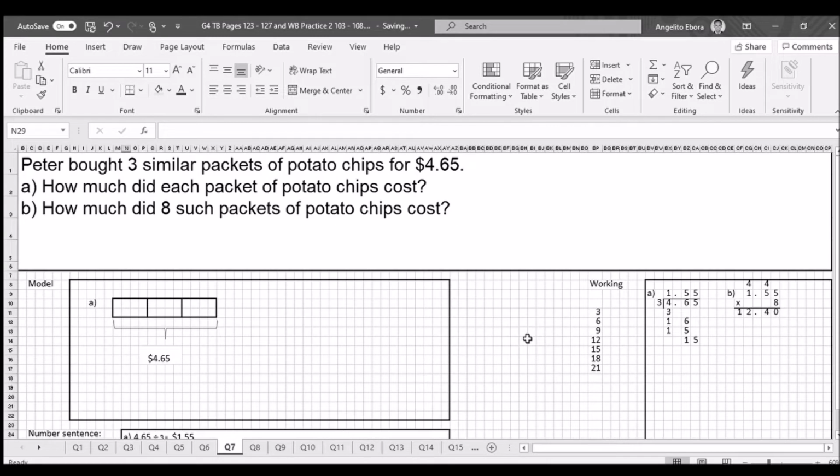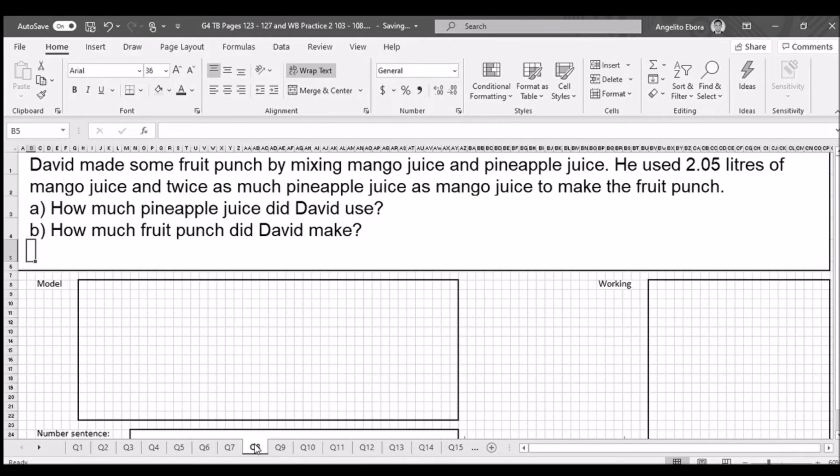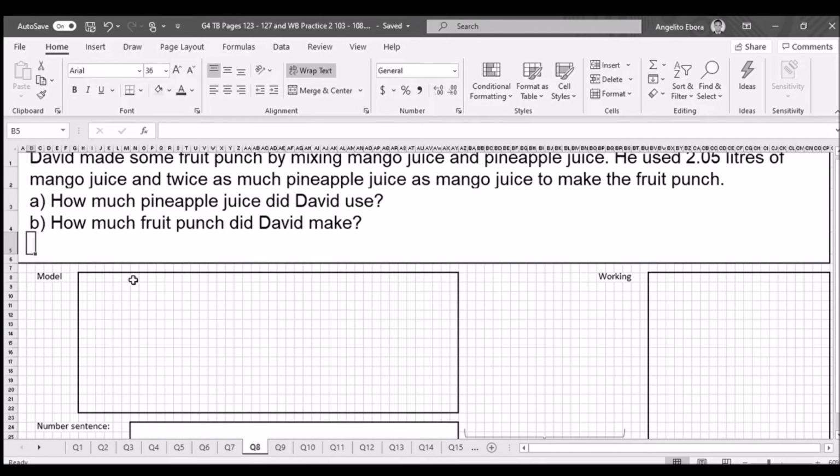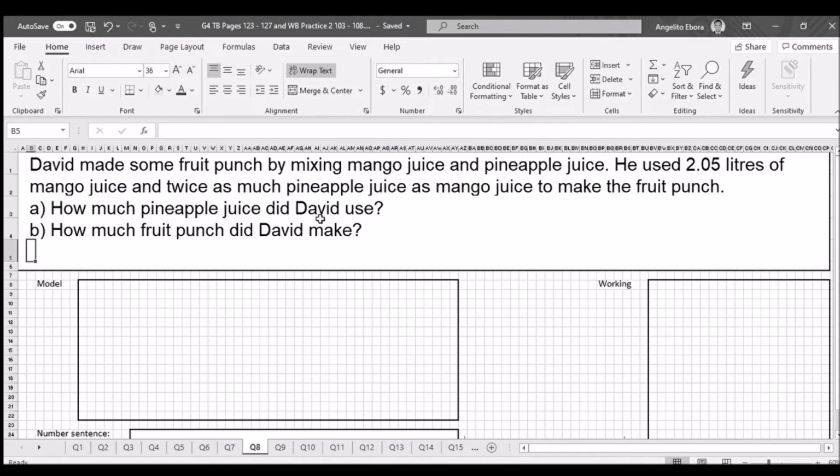Now let's move on to question number 8. Okay. So David made some fruit punch by mixing mango juice and pineapple juice. He used 2.05 liters of mango juice and twice as much pineapple juice as mango juice to make the fruit punch. How much pineapple juice did David use, and how much fruit punch did David make? Okay, so let's solve letter A first. How much pineapple juice did David use?